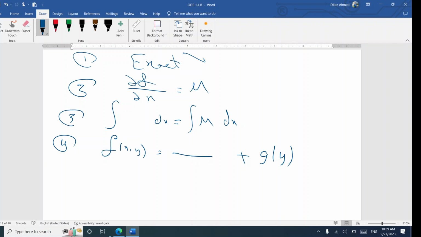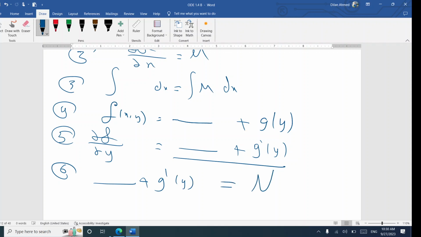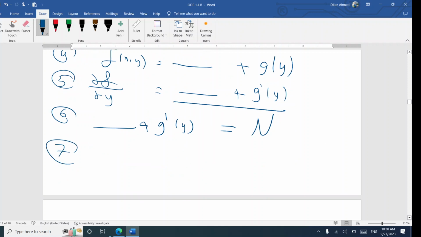You got it? Then take a partial by y. You will get something plus g prime of y. Write this result to be equal to n. Is that clear? You will find g prime of y equal to something.